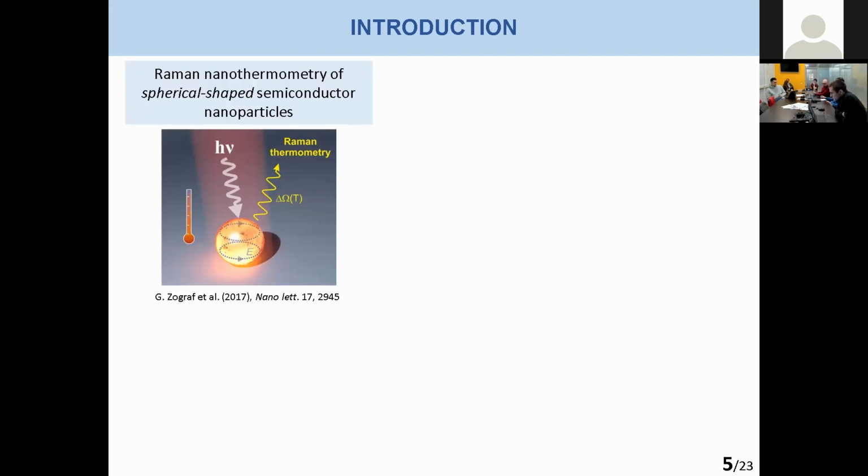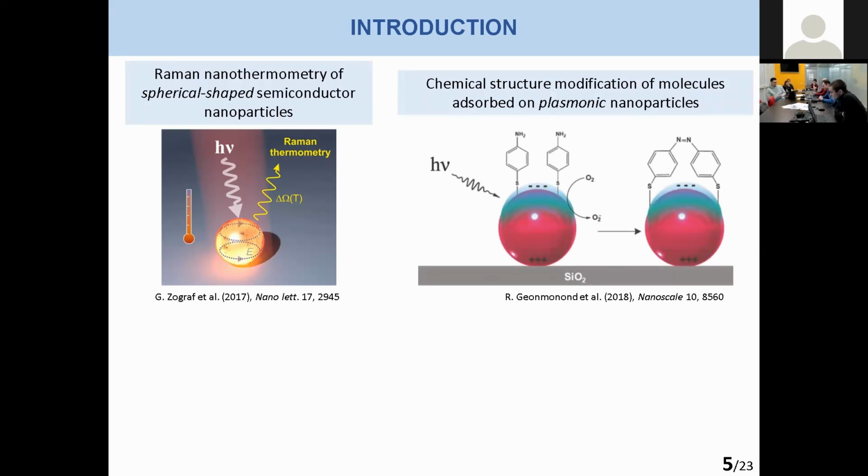A series of works have already been devoted to the study of local thermometry of semiconductor nanoparticles, mostly of spherical shape, and another series of works were devoted to the study of features of chemical interaction of adsorbed molecules with plasmonic nanoparticles during SERS measurement. But for semiconductor nanoparticles, such studies have not been carried out.